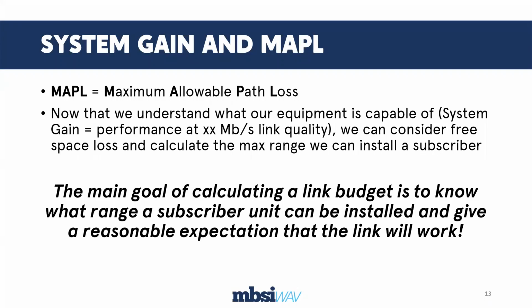But the goal of calculating a link budget is to know what range a subscriber unit can be installed in and give a reasonable expectation that the link will work, whether master and slave, or whatever you want to call it. Now, there are always anomalies that we can't calculate, like interference, for example. We can account for it if we know it's there, but maybe in the beginning we don't know it's there, or maybe it wasn't there, and so we have some data problem or throughput issue, and we want to make sure the equipment is still performing at the rate that we installed it at in the beginning. So we need to calculate the link budget.